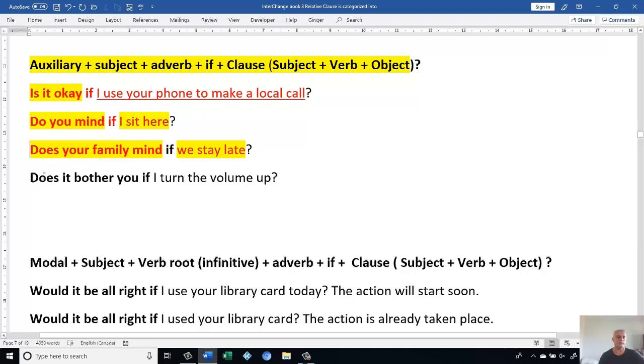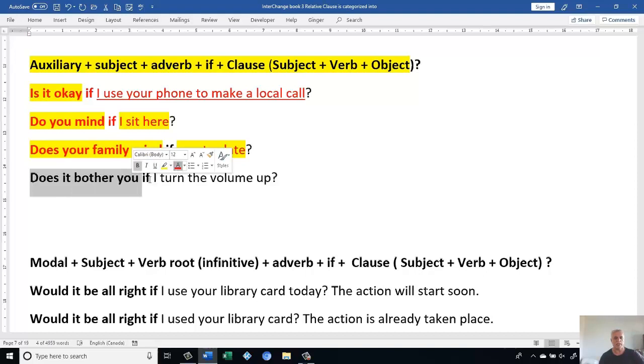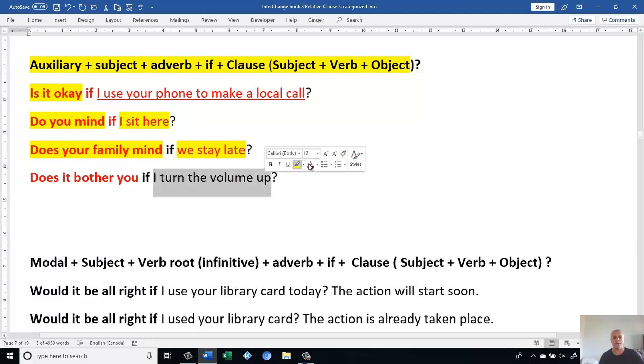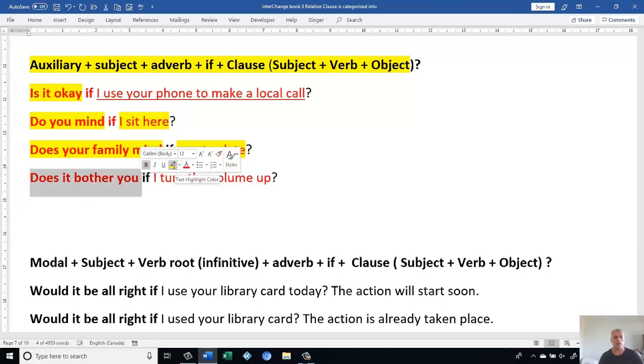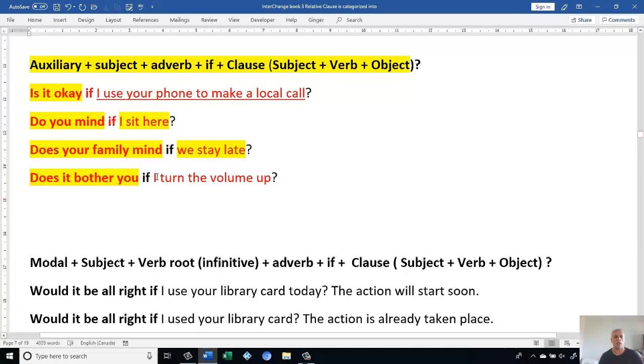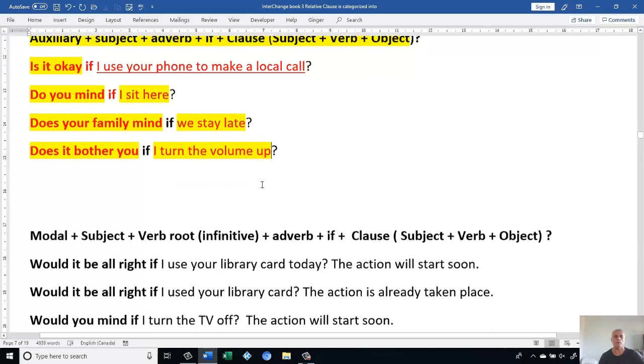Let's go to the second one. Does it bother you? That's the first sentence. If I turn the volume up. Same thing, we have two clauses connected by if. That we call if clauses. Then the first clause starts with the auxiliary verb. Then the second clause starts with I, which is connected to the first clause by if. Then we put a question mark because we have an auxiliary verb.